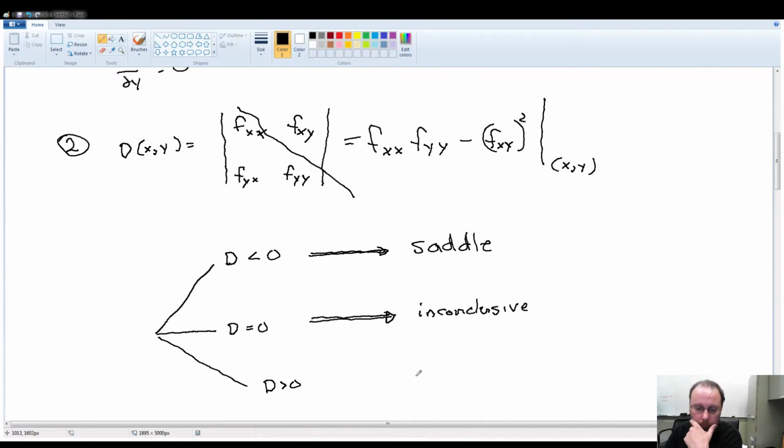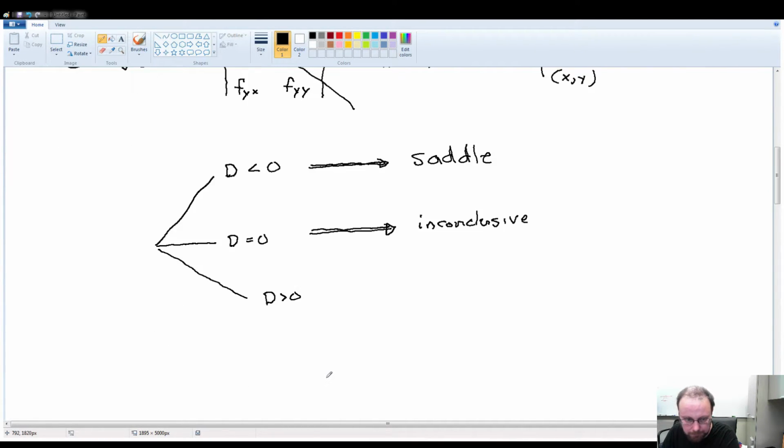Okay. And if D is positive, then we have an extrema that's either a relative max or min. And so to know which one it is, we have to look at fxx evaluated at our critical point.